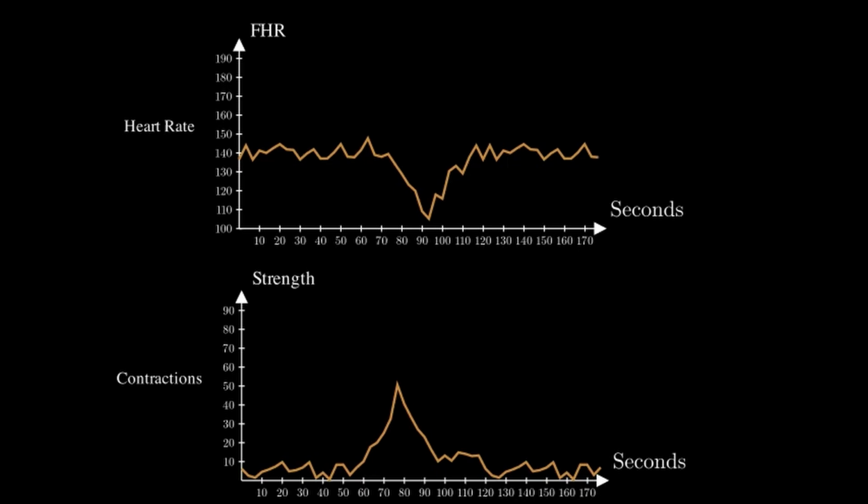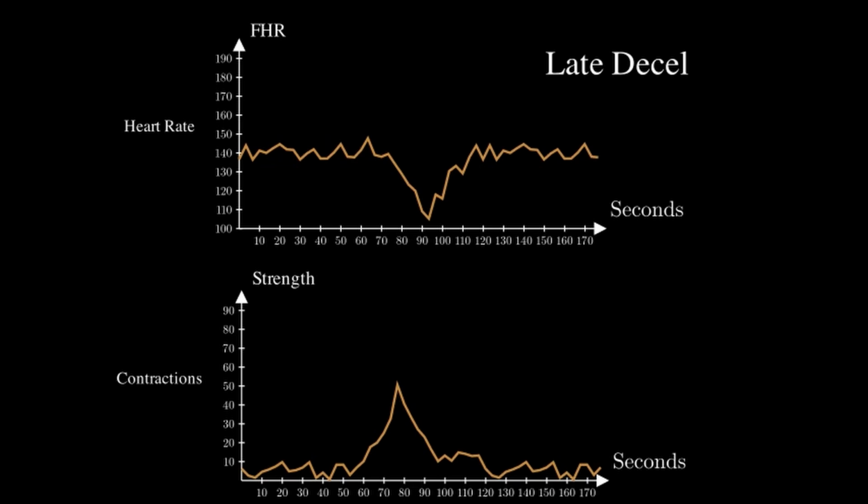The only way to determine the type of decel is to look at the heart rate and contraction waveforms simultaneously. So what type of deceleration do we have here? Well, this is a late deceleration, and we know it's a late deceleration because the nadir of the heart rate occurs after the peak of the contraction. Furthermore, this deceleration lasts greater than 30 seconds.